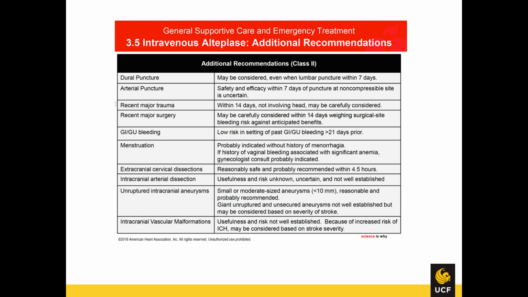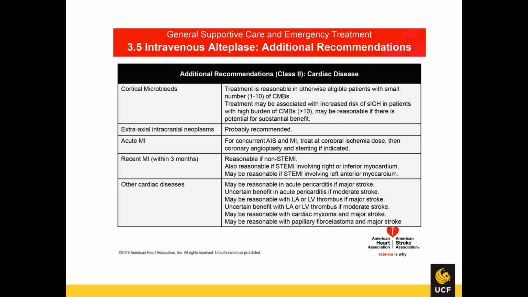Intracranial vascular malformations, again, we don't know much about it, but because of the risk of ICH, I would stay away from that if they have a history of that. We already talked about cortical microbleeds, extra axial intracranial neoplasms. We talked about that as well. If they're also having an acute MI, treat at the cerebral ischemia dose, then coronary angioplasty and stenting if indicated. So fix the brain issue first, is what they're saying.